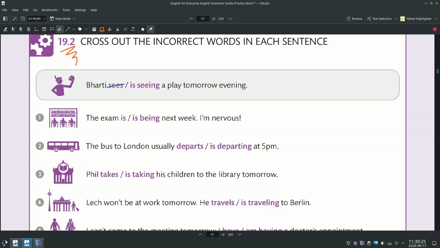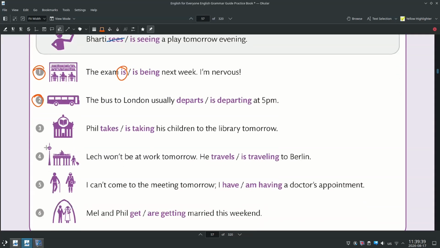19.2. Cross out the incorrect words in each sentence. So, number 1. The exam is being next week. I'm nervous. Of course, is. Number 2. The bus to London usually departs, is departing at 5 p.m. Departs. Number 3. Phil is taking his children to the library tomorrow. I am talking about a prearranged action. That's why is taking. And I am talking about future because I have tomorrow.